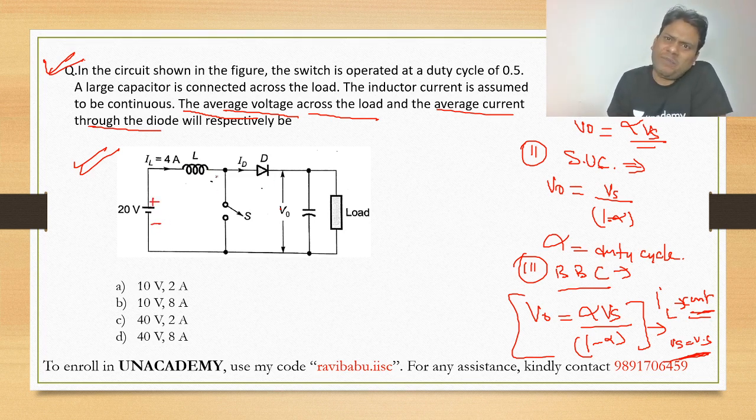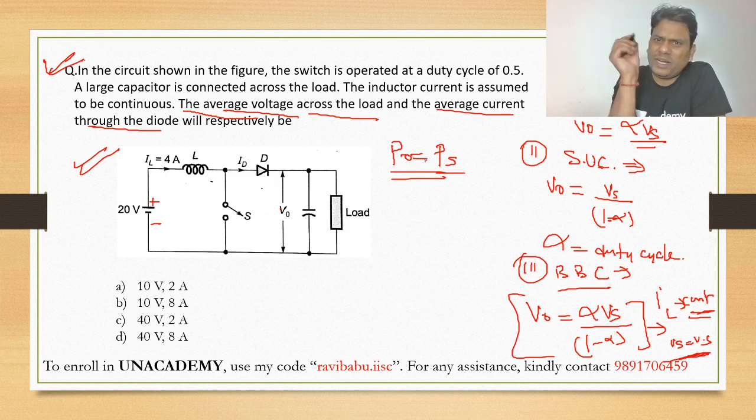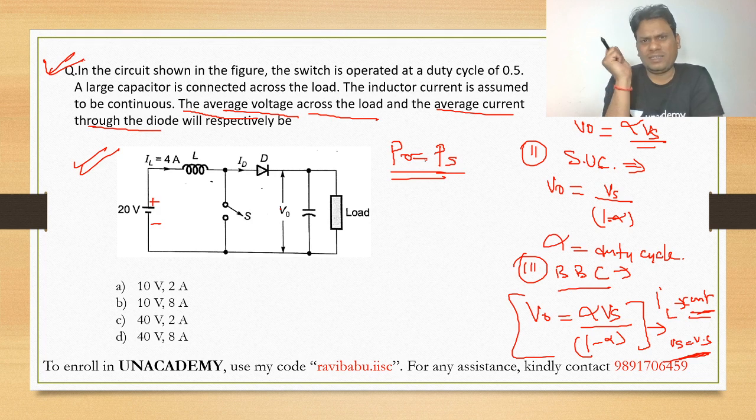And please mind it everyone, in a chopper circuit or in any other converter, P naught, that means load power, will always be equal to source power. Doesn't matter whether the inductor current is continuous or discontinuous. Why doesn't it matter? Because dear, whatever power the supply delivers, the same amount of power the load can consume.